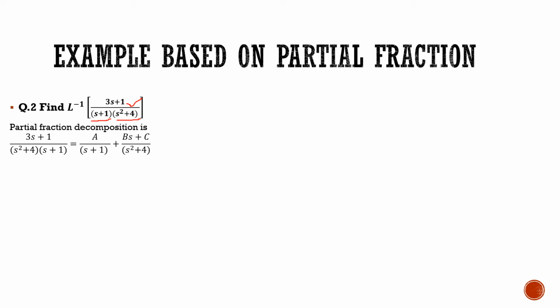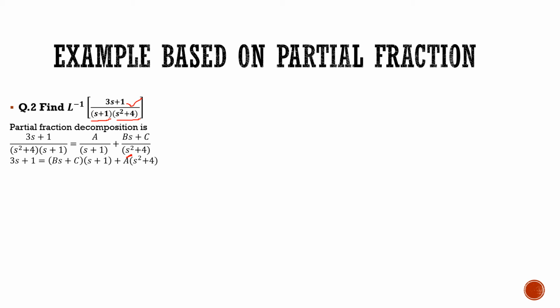As I discussed, if there is a square term, you have to write two constants, Bs plus C. And this is a linear term, so that's why we write a single constant term, that is A. Now what we have to do, you just pause this video and find the values of A, B, C, and check whether your values are correct or not.